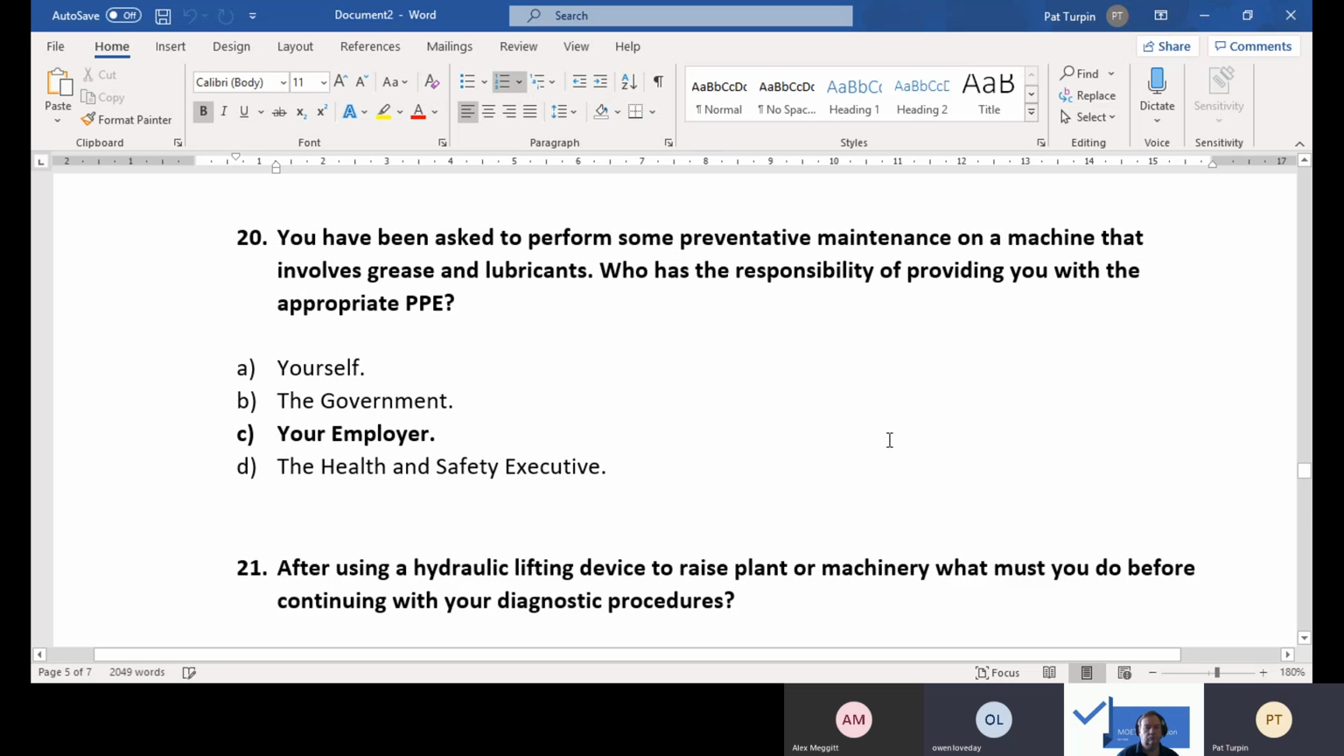So, you've been asked to perform some preventative maintenance on a machine that involves grease and lubricants. Who has responsibility for providing you with the right PPE? Well, all right, it's the employer. Of course it is.